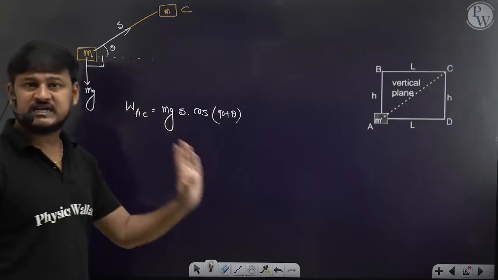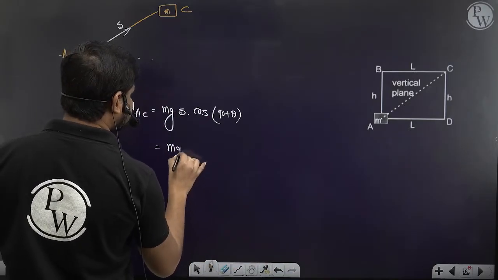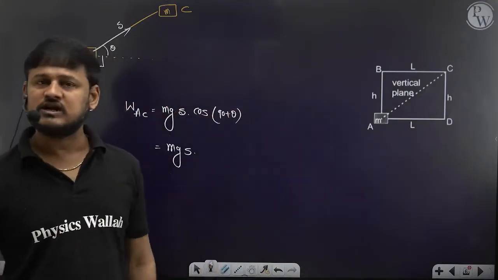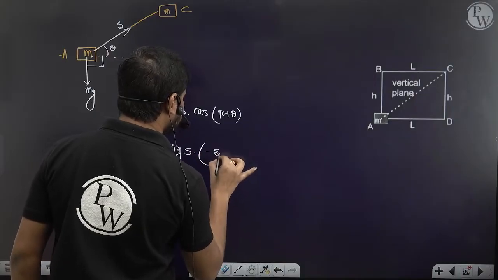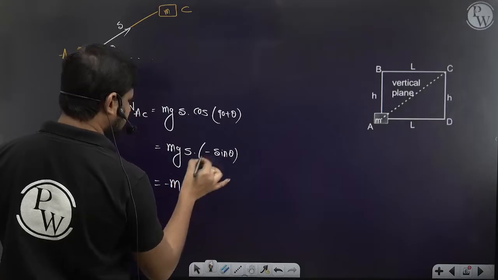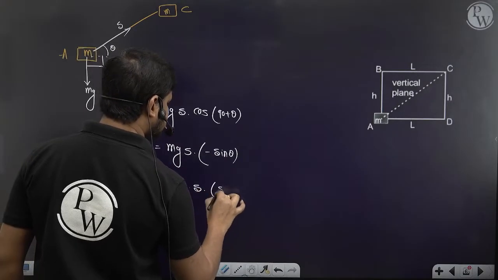So this part is clear, guys. Now I can write mgs into, so what is cos of 90 plus theta? Second quadrant. In the second quadrant, cos is going to be negative, so which becomes minus sin theta. So here, let's write minus in the starting, minus mgs into sin theta.